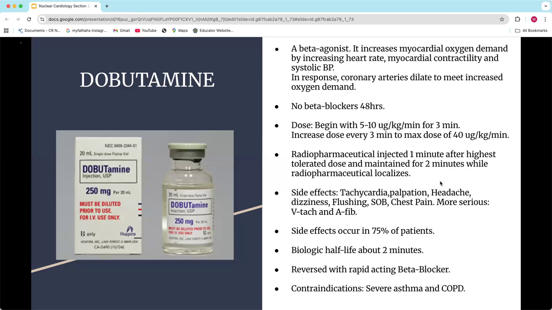This one's interesting because it says highest tolerated dose. So they're just trying to get it as high as they can to guarantee the heart rate goes up. And when we say highest tolerated dose, it's because dobutamine generally has some of the worst side effects. It really makes people feel like junk.